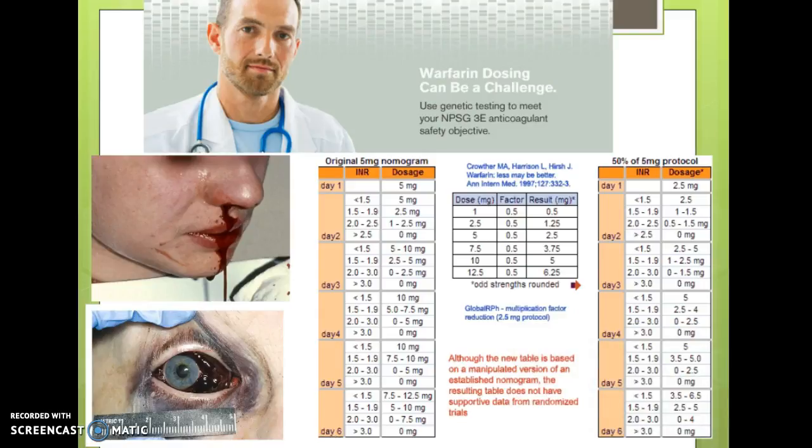And we have to constantly monitor for signs and symptoms in our patient that their blood is too thin. So nosebleeds, you can see here, how it can affect the eyes. Be careful with razors and shaving and all kinds of other interventions.